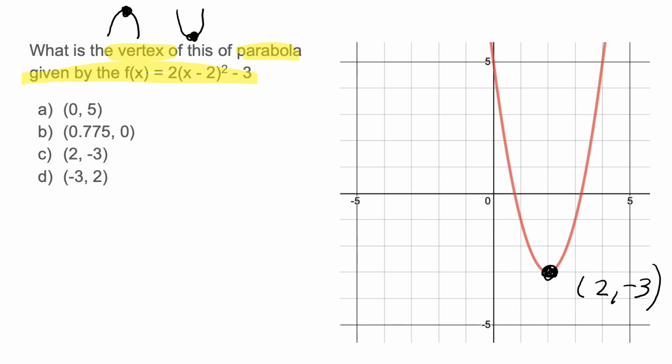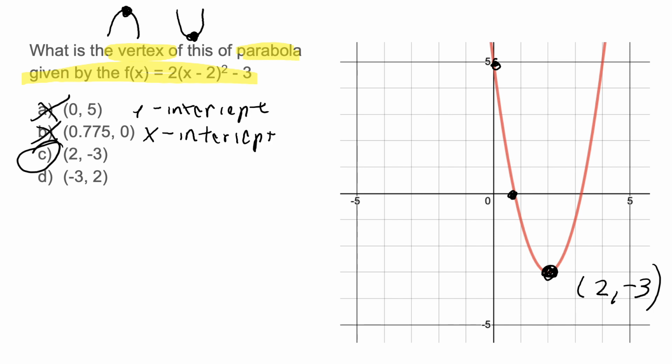Now I'm going to go look at my answer choice. So 0, comma, 5, that's actually the y-intercept, which is right there. It doesn't help out, so that is wrong. Next one is 0.775. That looks like about right there. That's an x-intercept, which we don't want. And then we have C, which is the correct answer. And it looks like this was a distraction.